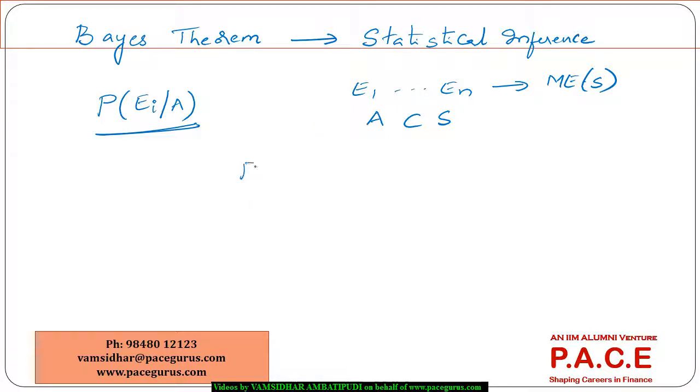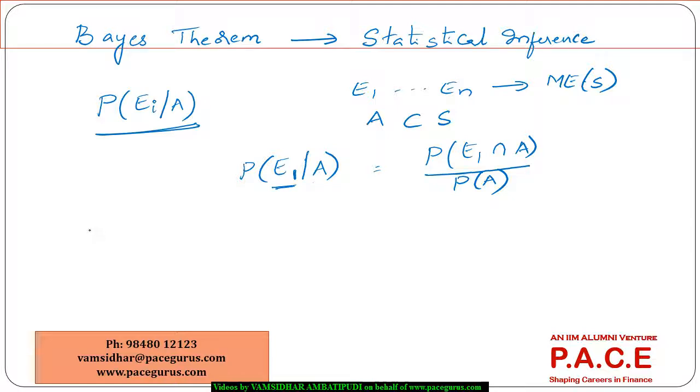Now we know that the probability of any event Ei occurring given A is nothing but the probability of E1, let me take one, E1 intersection A divided by the probability of A. Are we fine with this? Now, probability of E1 intersection A divided by probability of A.